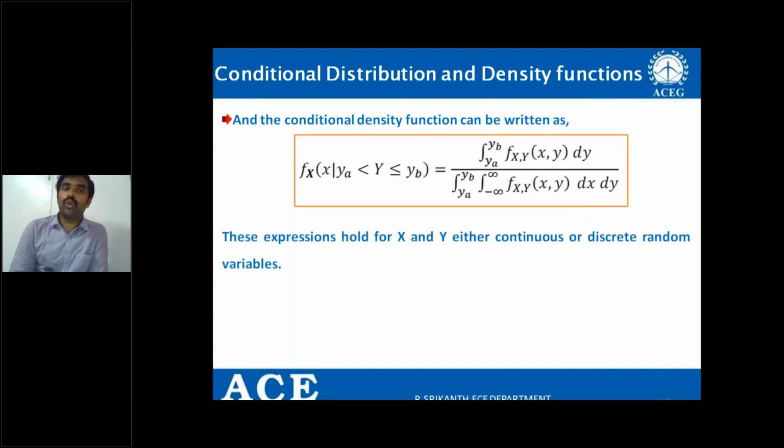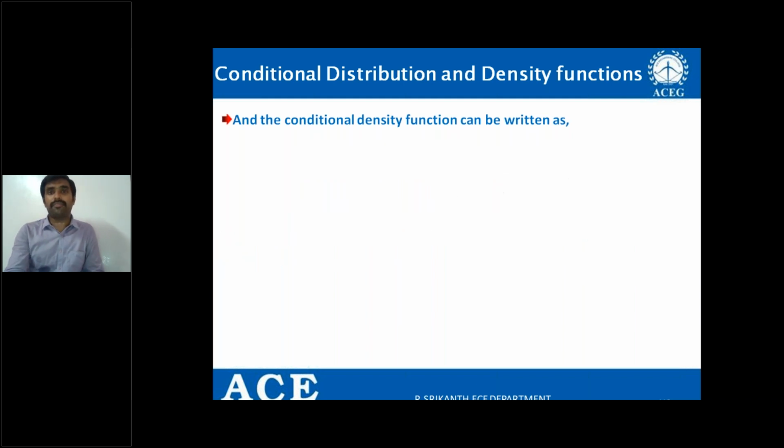These expressions hold for X and Y either continuous or discrete. Why? Because we are just taking an interval. Even if it is discrete, I'm going to take a particular interval, maybe from 2 to 3, or 3 to 5, or 6 to 7. Like that, I'm going to take a particular interval, not a point. And these conditions are valid for both continuous and discrete random variables. Am I clear? Let me repeat.